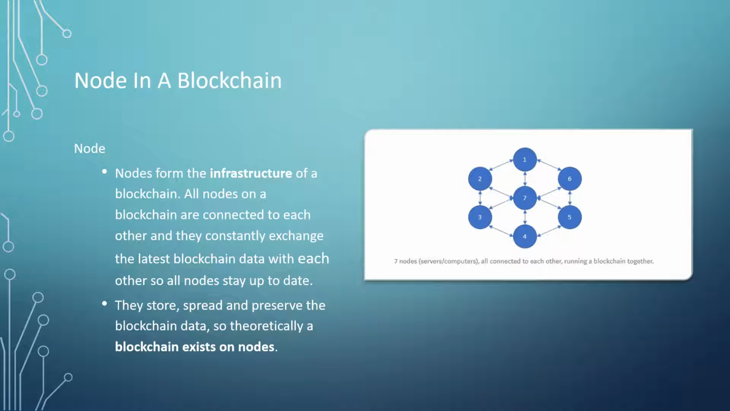Now let's understand what is a node in a blockchain. Nodes form the infrastructure of a blockchain. All nodes on a blockchain are connected to each other and they constantly exchange the latest blockchain data with each other so that all the nodes stay up to date. They store, spread, and preserve the blockchain data. So, theoretically, a blockchain exists on nodes.